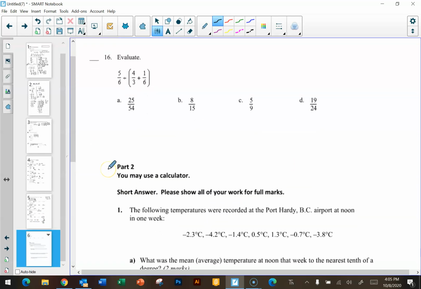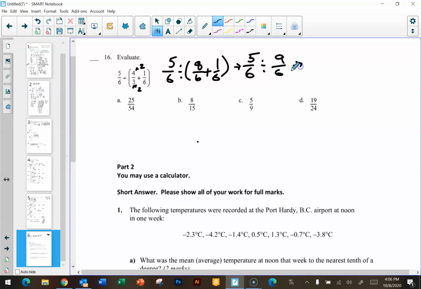All right, so let's evaluate this one here. We've got order of operations again. So the 5 over 6 divide is going to have to wait. We've got to do addition here, which means we need a common denominator. How do I turn a 3 to a 6? Times 2. And then I have to do the top as well. So in the brackets now we've got 2 times 4 is 8 over 6 plus 1 over 6. So now we've got a common denominator here. Let's just leave the 5 over 6 for now and then figure this out. Okay, so that is 9 over 6.